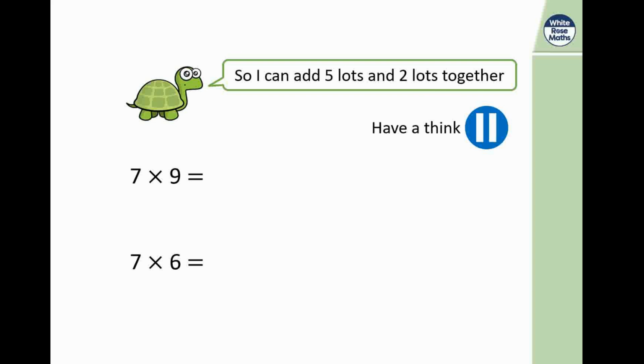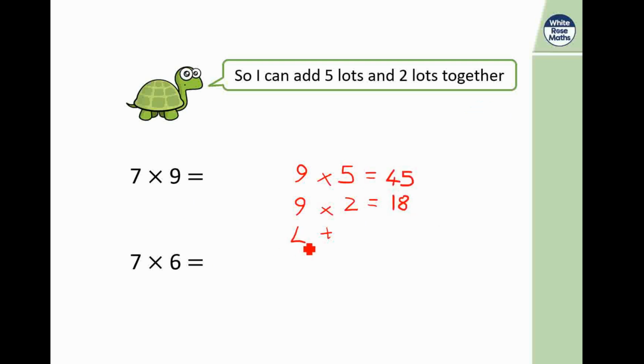Let me show you again. So this time we're doing 9 times, which means we need to do 9 times 5 first. And then we need to do 9 times 2. And then we need to add these two numbers to get 7 times 9, okay? Because 5 plus 2 equals 7. Right, first of all, what's 5 times 9? Then we have to add 45 plus 18.